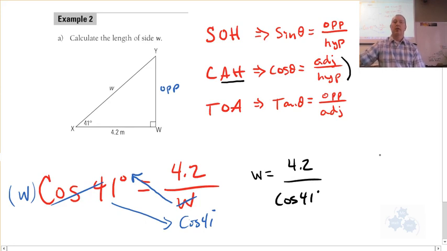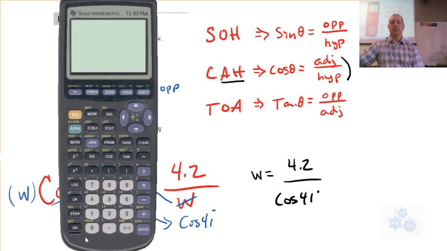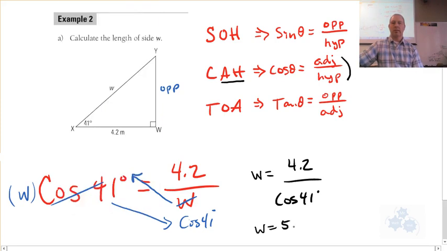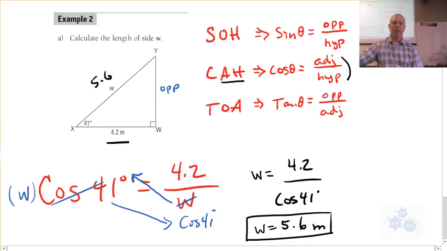Right? So, on your calculator, it should be pretty easy. You simply do 4.2 divided by, where's your cosine button? Right here. And type in 41 degrees. 5.565 or 5.6. Okay, and that would be in meters. So let's see if that's reasonable. This is 4 and this is 5.6. Yep, it's bigger than this one. If this is drawn to scale, which may or may not be, that's pretty reasonable to think that that might be the answer. Okay?